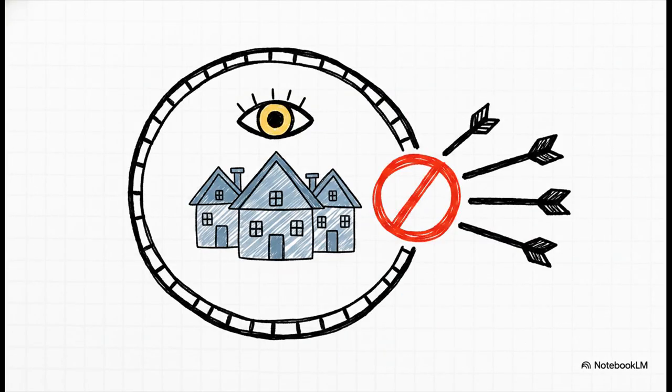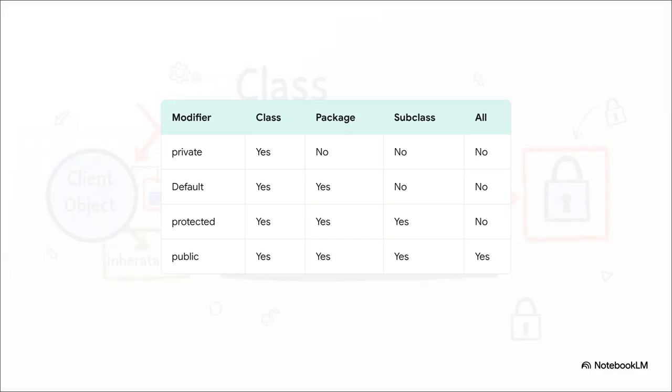Next is default access, which you'll sometimes hear called package private. This is what happens in languages like Java when you just don't type an access modifier at all. So what actually happens? Well, the code just defaults to a local neighborhood watch. It becomes accessible only to classes strictly within the exact same package. If a class in a different package tries to reach in, nope. Access denied.